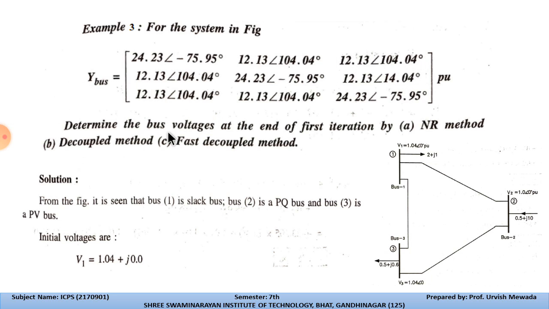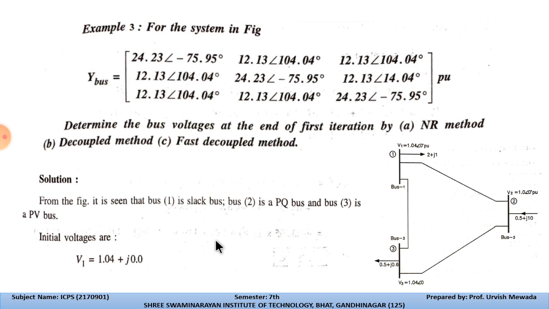Now determine the bus voltage at the end of the first iteration. For the first iteration we need to find the bus voltage by the NR method, then the decoupled method, and the fast decoupled method. So for the given system, the solution is from the figure shown over here. Bus number 1 is the slack bus, 2 is the PQ bus, and 3 is the PV bus, which is given in the data. So let us compute the system.